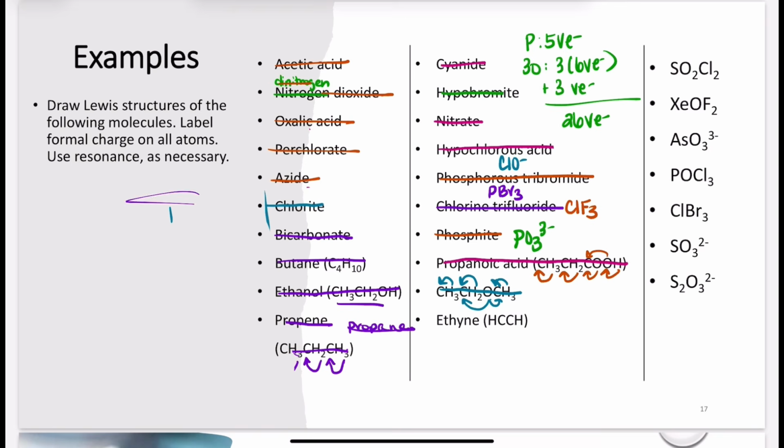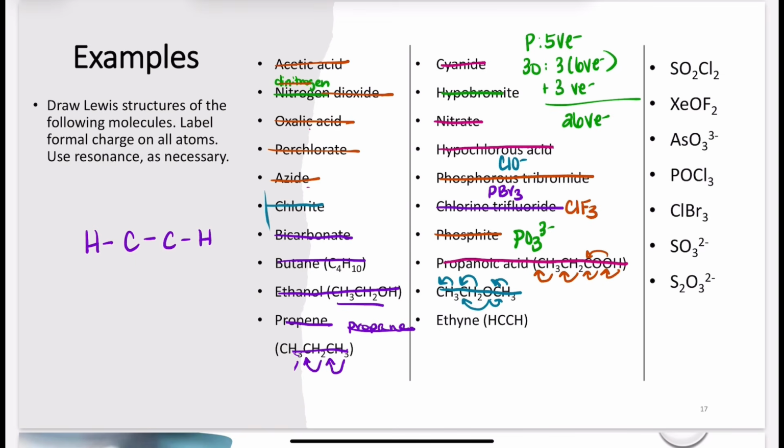Ethyne, HCCH. So H to C to C to H. If you add the valence electrons, you'll get here as well. But even if you look at this, you should be able to do this, relatively speaking, without even looking at the number of valence electrons.